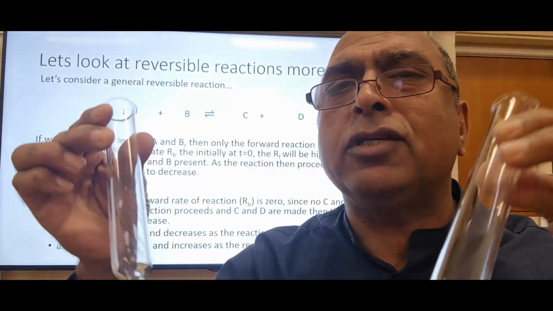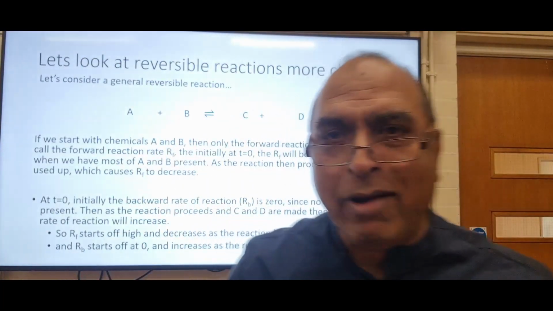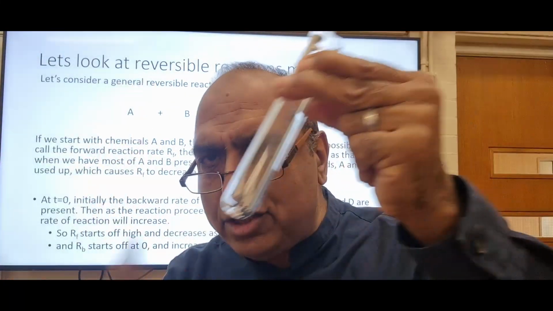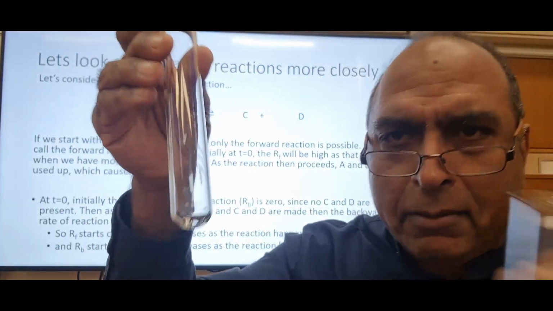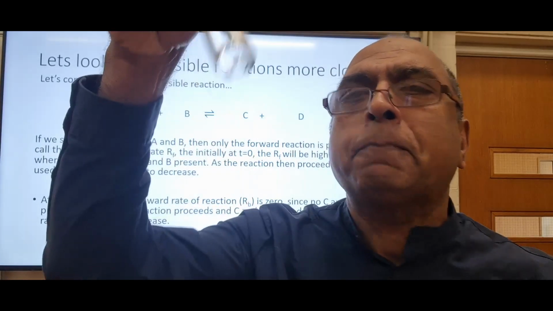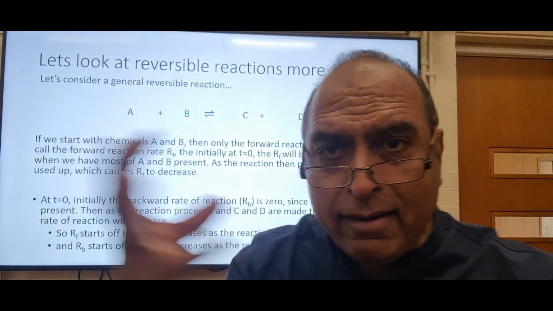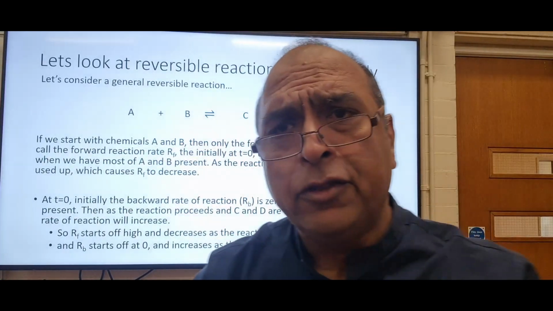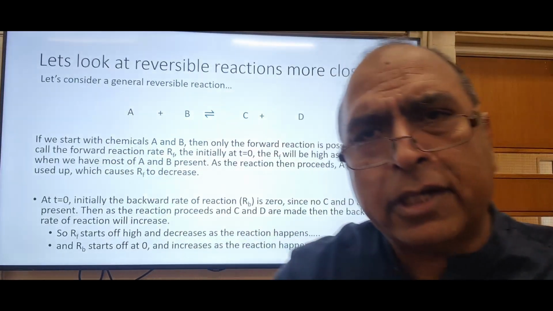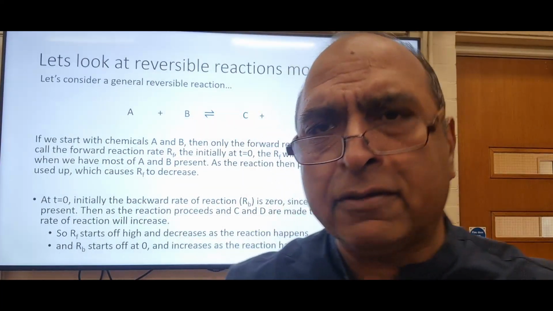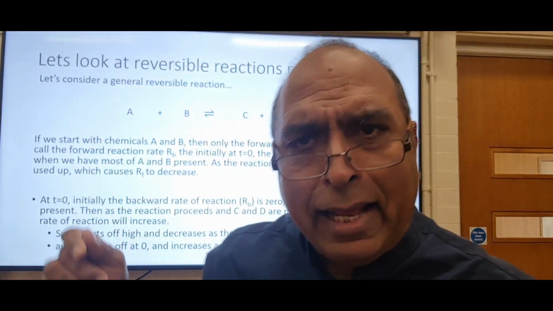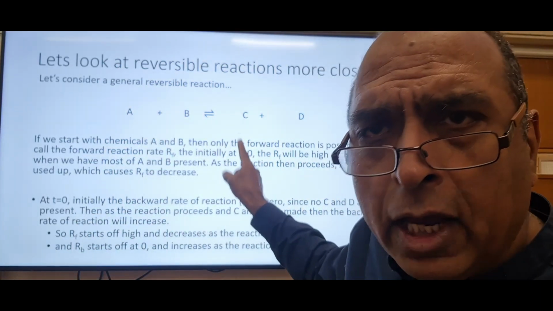Now, I've got nothing in these test tubes. I'm just going to wave them around just because I like talking with my hands. Imagine you've got A in their chemical, B in their chemical, and you add A and B together. First, you have to mix them, and then collisions will start to happen. Remember all the rates topic. There's collisions going on, and some of the collisions are effective, productive, successful collisions, some are not. So all the collisions start to happen, and some C and D is made.